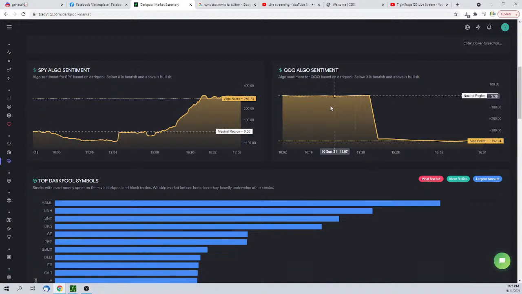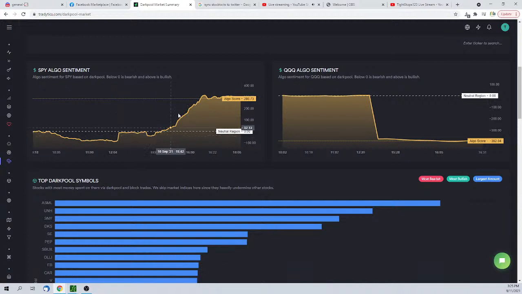So the SPY algo sentiment on SPY is 286.73. Yeah, I'm not sure. I don't pay attention to the screen very much either, but Qs. So this is the algo score too, similar to that first screen I use all the time. It's just set into, looks like intraday.